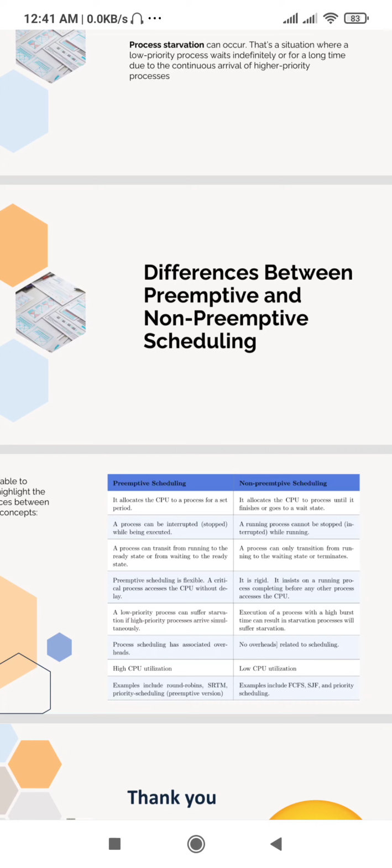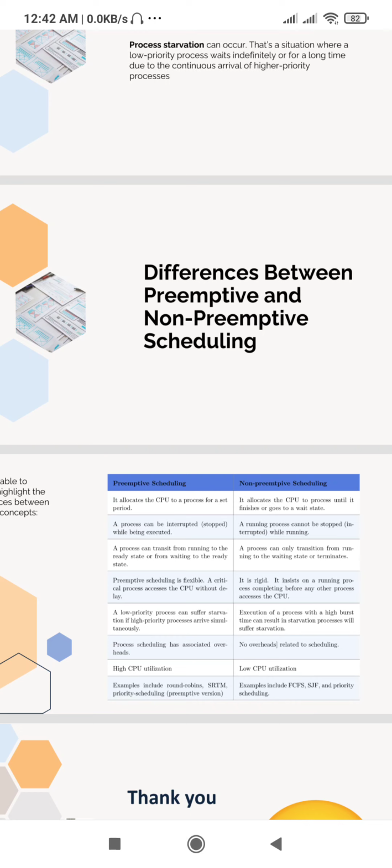So preemptive scheduling is flexible. A critical process accesses the CPU without delay, and non-preemptive scheduling insists on a running process completing before any other process accesses the CPU. In preemptive scheduling, a low priority process can suffer starvation if high priority processes arrive continuously, and in non-preemptive scheduling, execution of a process with a high burst time can result in other processes suffering starvation. In preemptive scheduling, process scheduling has associated overheads, and in non-preemptive scheduling, there is no overhead related to scheduling.